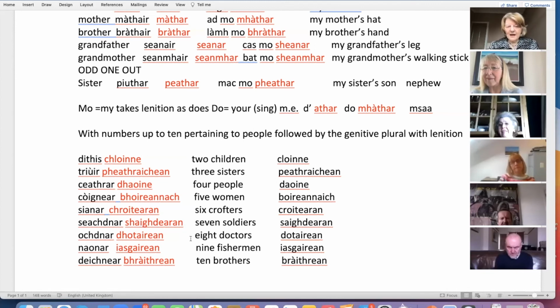Dochteren, ochd dochteren ann an ospadal. There are 8 doctors in hospital. Iasgairean, naoi iasgairean air an uisge. There are 9 fishermen on the boat. Bràthair becomes bràthar, and the plural becomes bràithrean. Tha deichnear bhràithrean aige. He has 10 brothers.